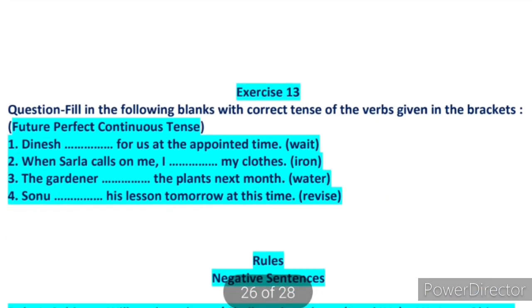So as per this rule, here are some examples. Dinesh will have been waiting for us at the appointed time. When Sarla calls on me, I iron. The answer will be: I shall have been ironing my clothes.